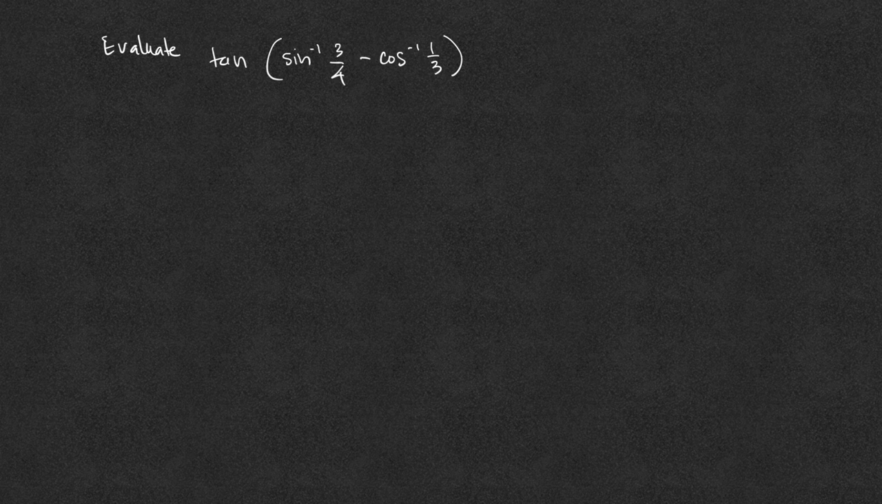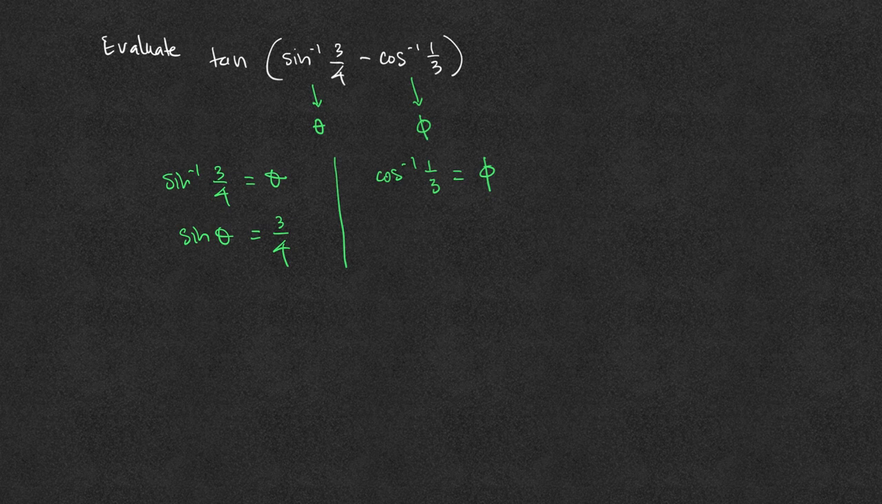This is the tangent of the difference, and inside tangent we have two inverse expressions, so we let the first inverse expression be theta and the second inverse expression be phi. Then sine inverse of 3 over 4 equals theta and cosine inverse of 1/3 equals phi. We then rewrite it without using inverse functions. Sine of theta equals 3 over 4 and cosine of phi equals 1 over 3.